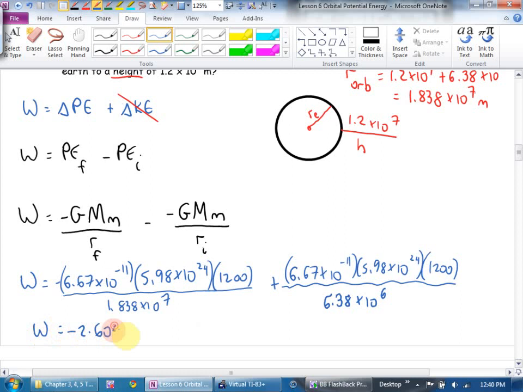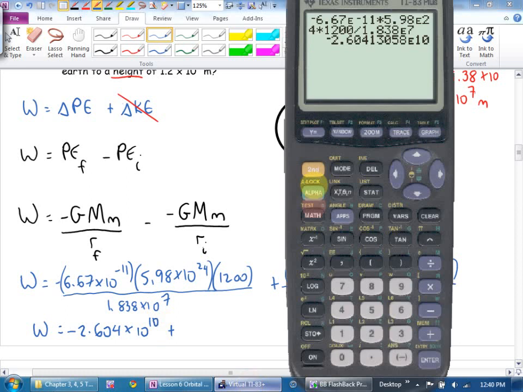Plus. And the nice thing here, Erwin, is if I go second function enter, I need to delete the negative, which I can do pretty quickly. Bonk. And I change the bottom number to 6.38 times 10 to the 6th. I think that's a way easier way to do this.